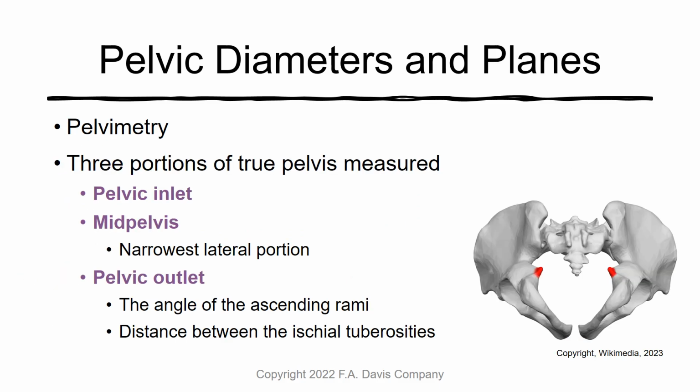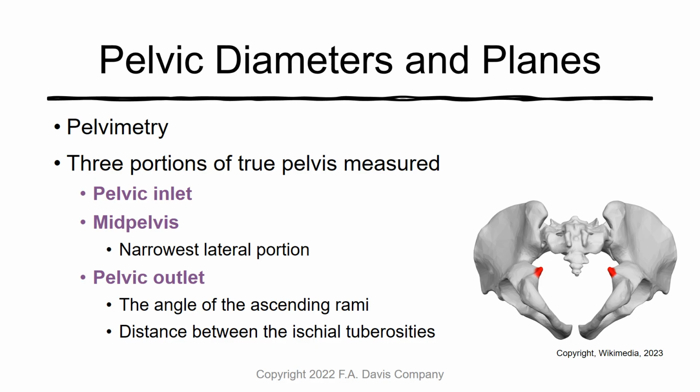So, pelvic diameters and planes. So as I just mentioned, the diameter of the true pelvis has to be adequate to deliver the fetus. So to determine this, a healthcare provider can use what's called pelvimetry, which is the measure of this pelvic inlet, the mid-pelvis, and the pelvic outlet. So look at these 3 portions right here listed on the slide. Those are the portions that would be measured to determine adequacy of being able to deliver the fetal head, okay?